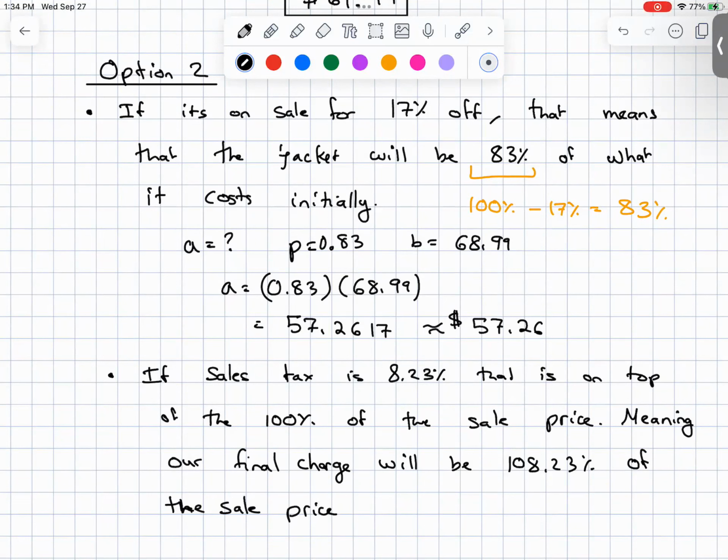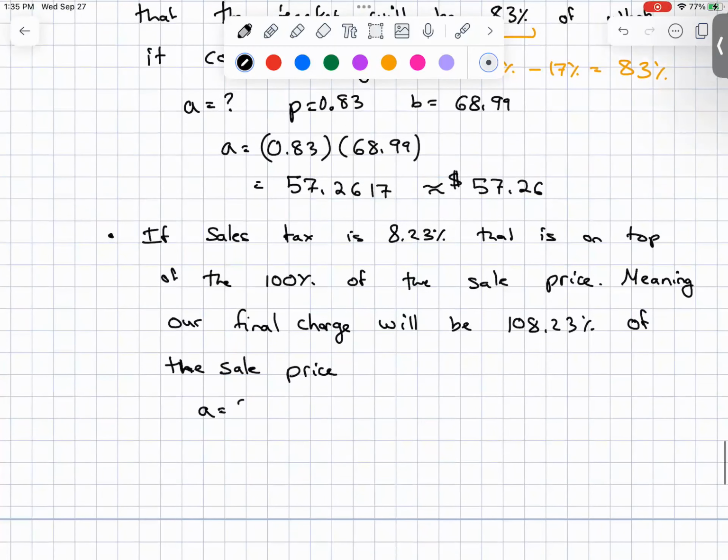So instead of having to find what sales tax is and then add it, you just add the percentage on top. Because that's what you're doing. You find out how much 8.23% is of the amount, and then add that to the amount of the clothing item. So instead of multiplying by 8.23% and then adding that on top, you can just compute 108.23%. So in this case, A is still the unknown. P is now 1.0823, because it's 108.23%. So move the decimal place 2 left, and you get 1.0823. And then B is still going to be 57.26.